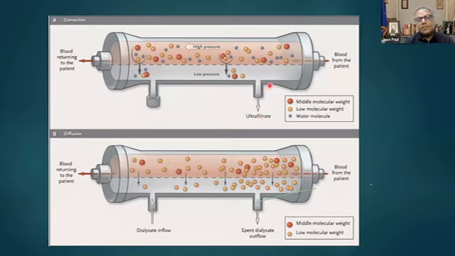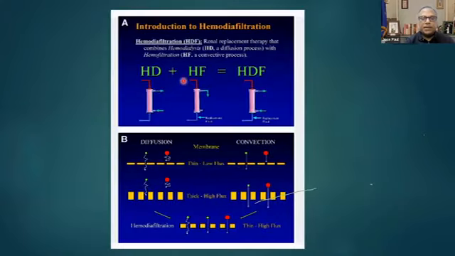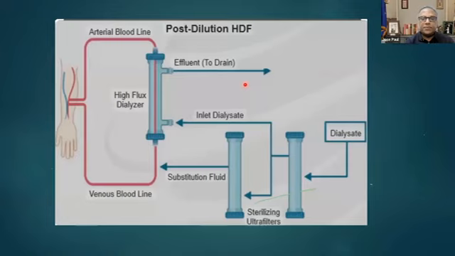To compensate for the excess fluid that is removed, you have to run in a substitution fluid. So you need a replacement fluid in hemofiltration. When you combine both these modalities together, we come to what is known as hemodiafiltration. In hemodialysis, nowadays they use a high flux membrane, and the principle that is used is diffusion. In hemofiltration, the principle that is used is convection. So when you combine both these modalities, you get hemodiafiltration.